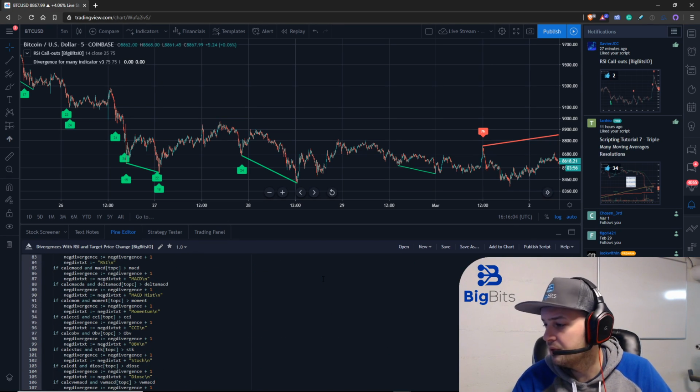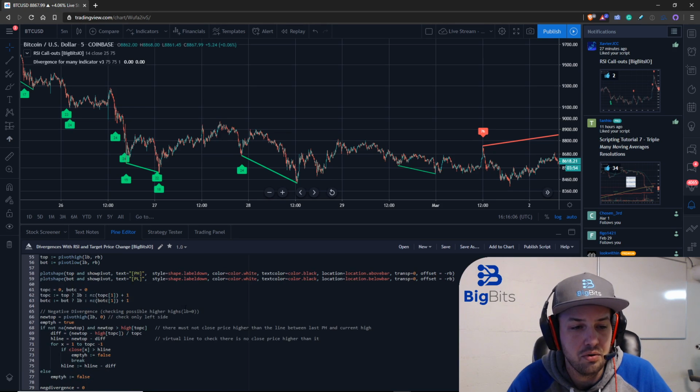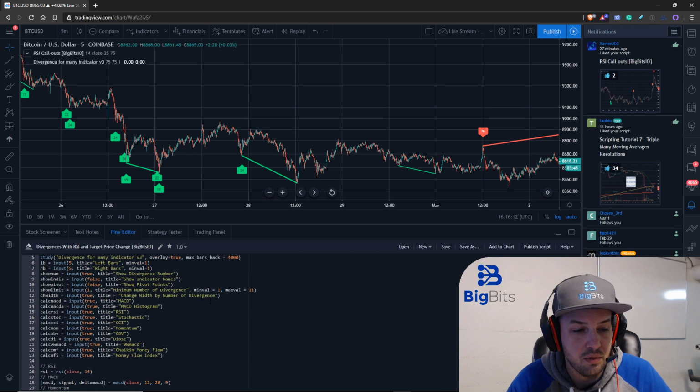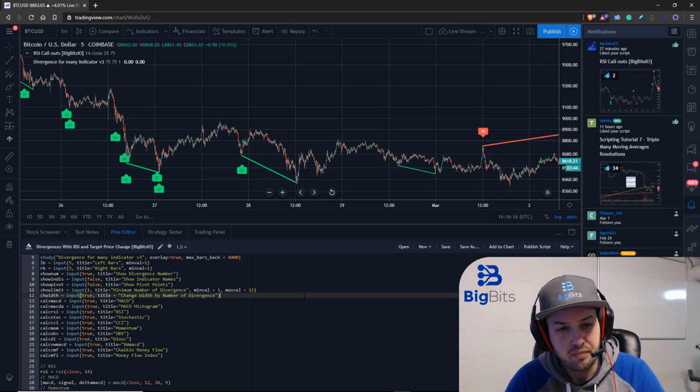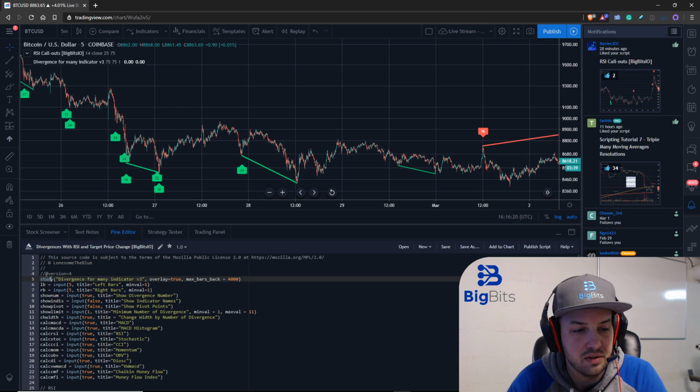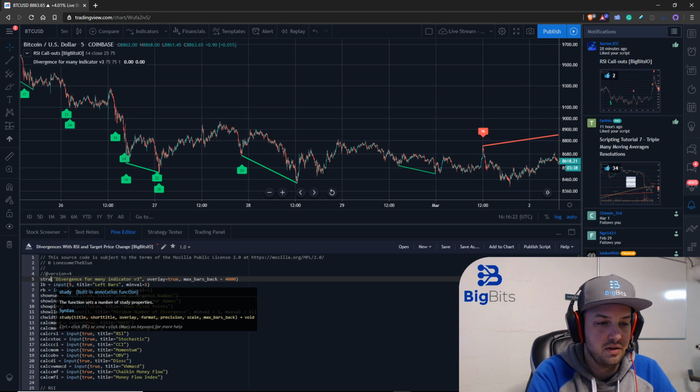So I'm not going to go into a lot of details on the actual code for this. There's a lot going on. There's tons of different indicators in here. But the main thing we want to focus on is our RSI. It's pretty simple. That is there. And then we also want to convert this to a strategy.